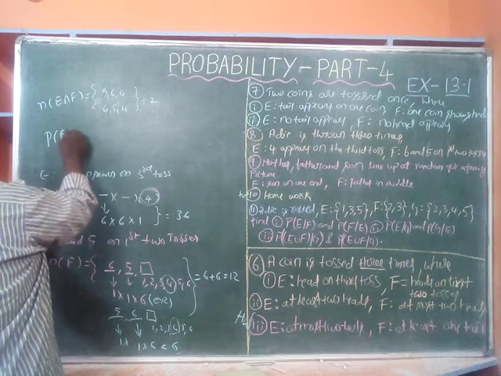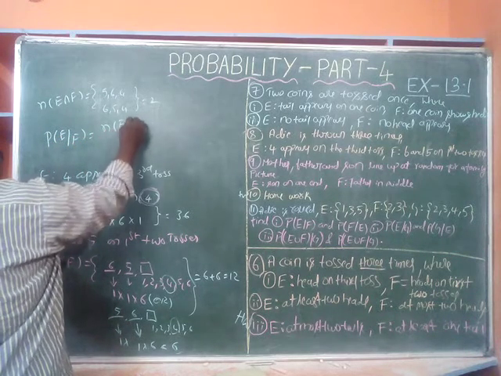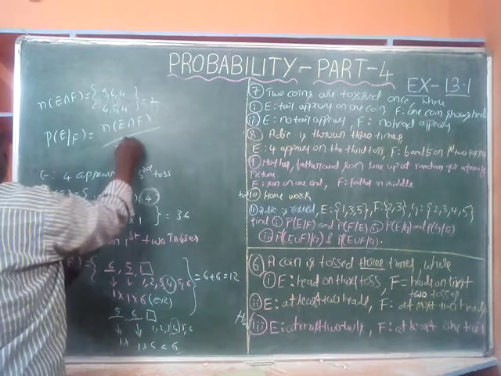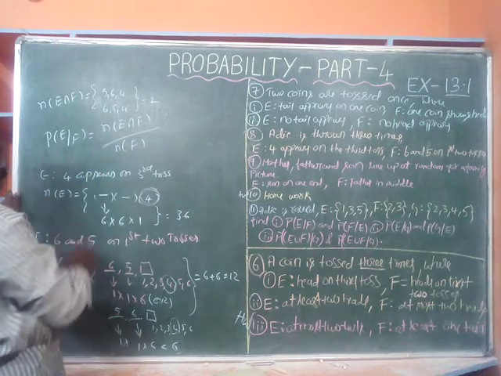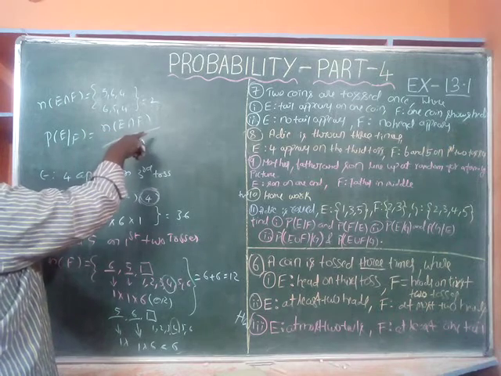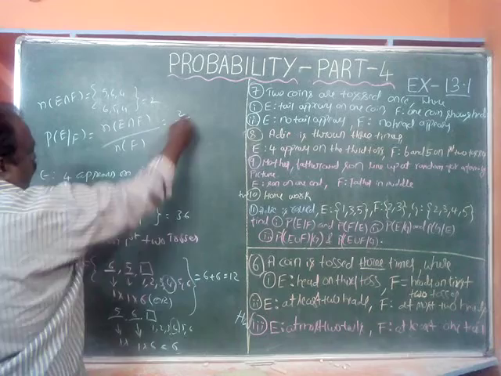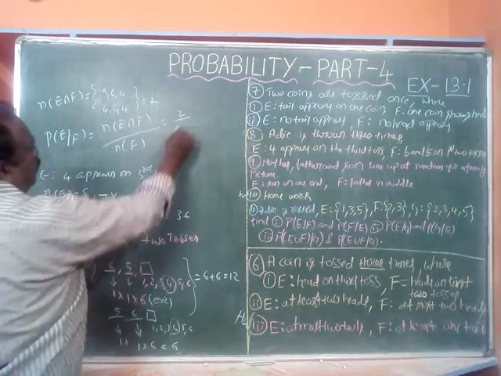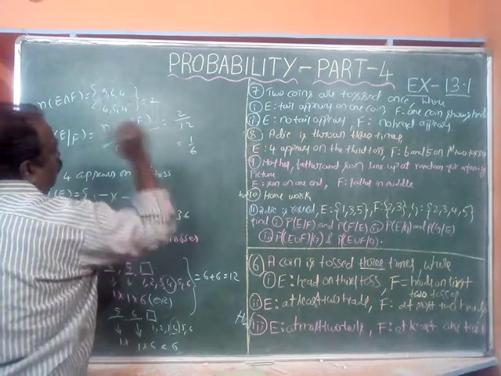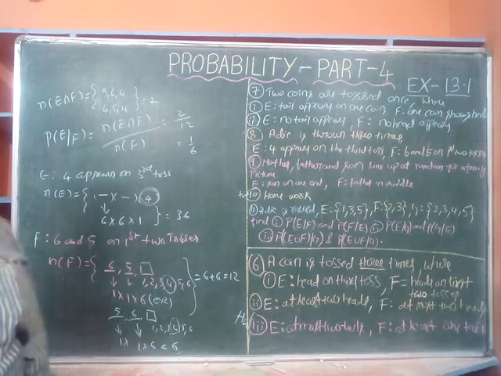Now, P of E given that F is n of E intersection F by n of F. As in the previous problem, n of S cancels. So it is 2 by, what is n of F? It is 12. So it is 1 by 6. A very good problem. Like that you have to solve the 9th and 10th. Yes, just pause.